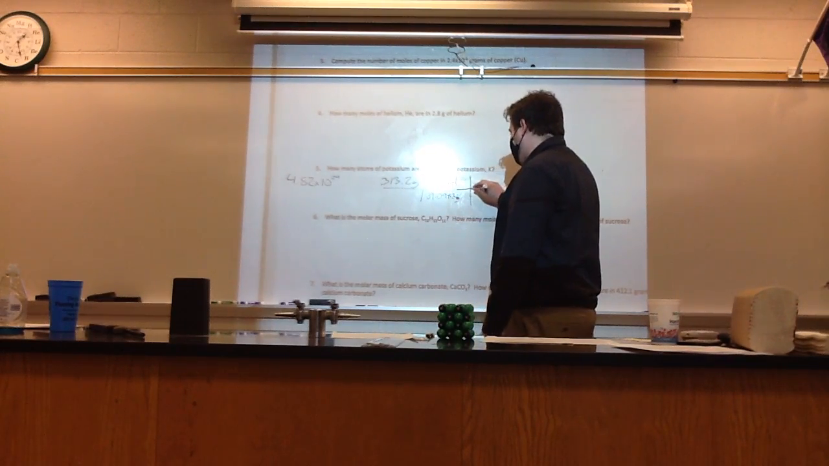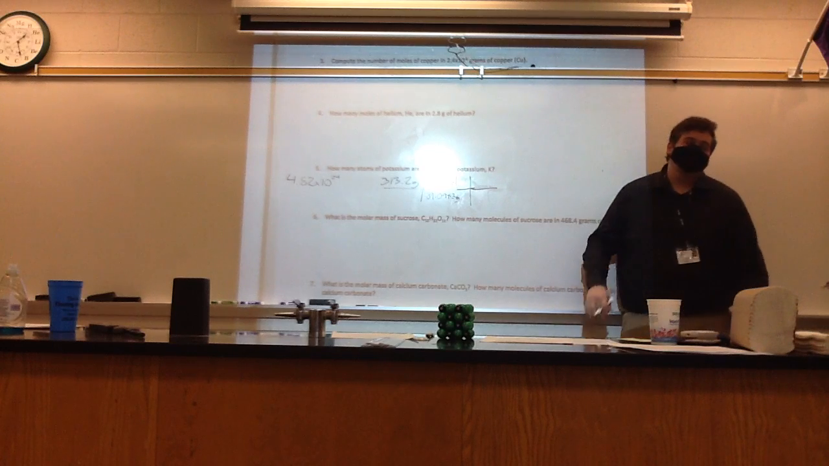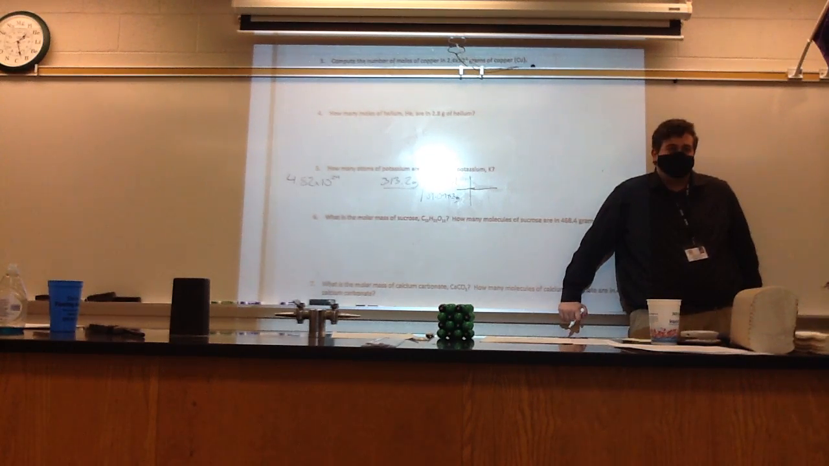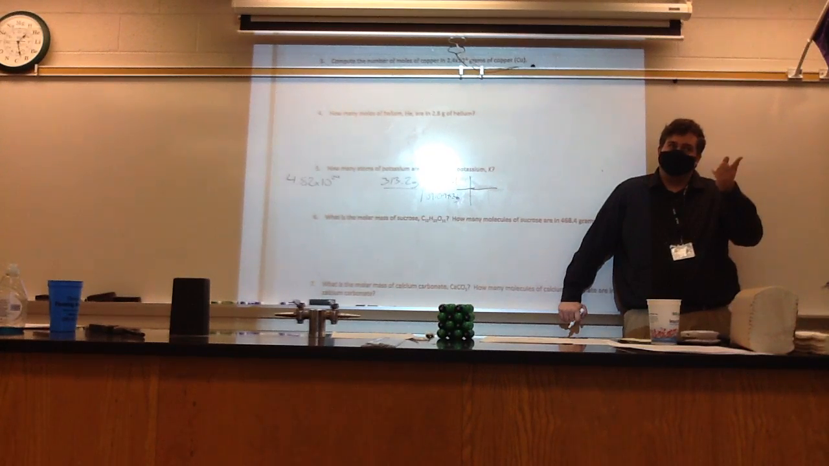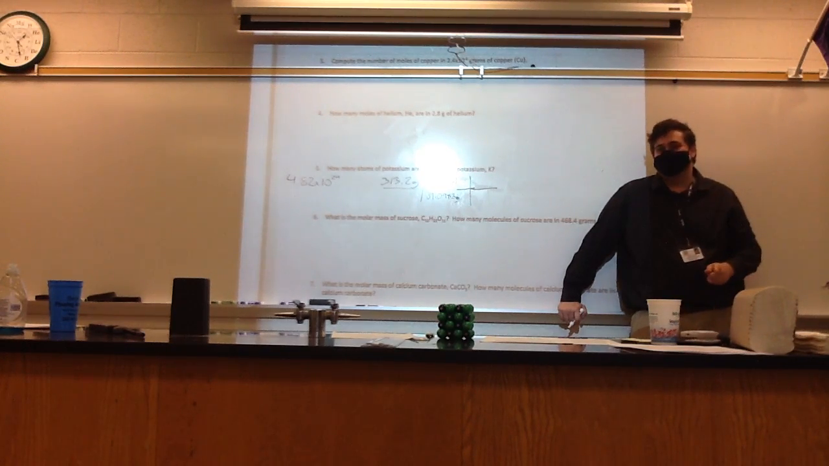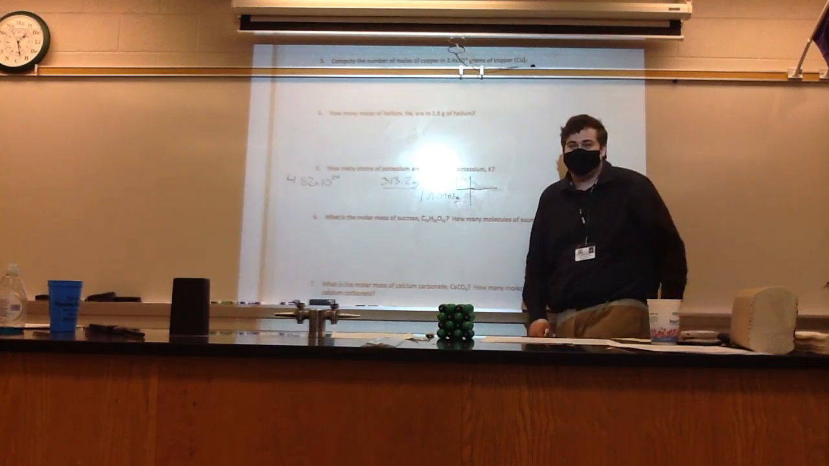Now, we have to get to atoms, right? So how do we get from moles to atoms? 6.02 times 10 to the 23rd, which is known as Avogadro's number.